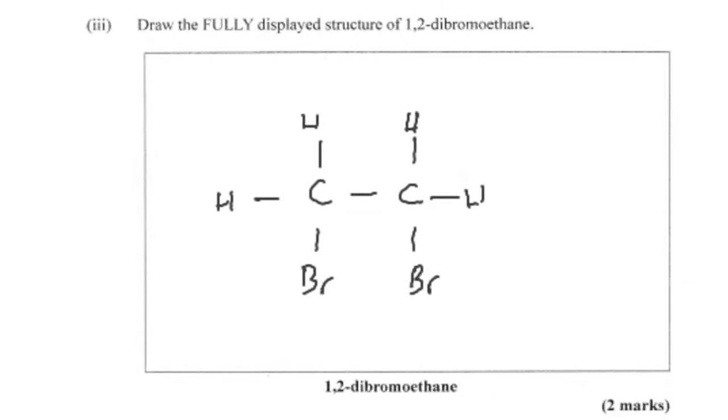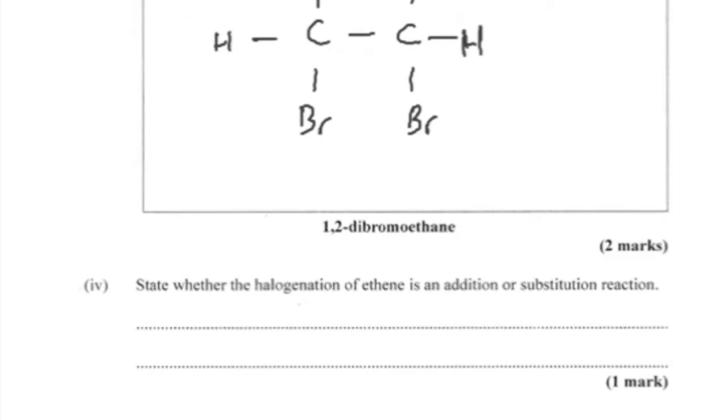We really don't put them beside each other when we go further into chemistry, but it's accepted at this point, as long as we have a bromine on each of those carbon atoms, then we're fine. And we're stating in part 4 whether the halogenation of ethene is an addition or a substitution reaction. It's an addition reaction. That should give us the marks.